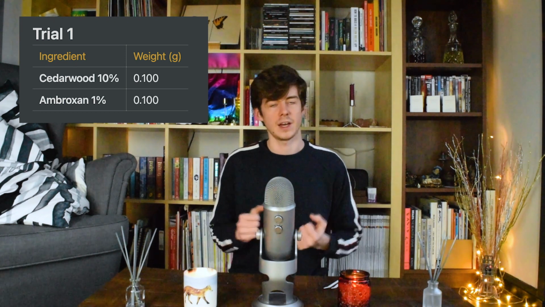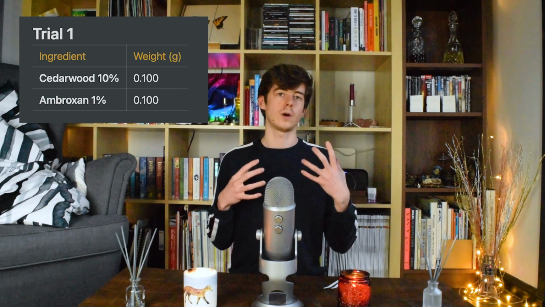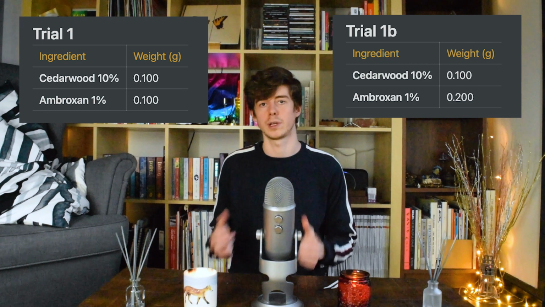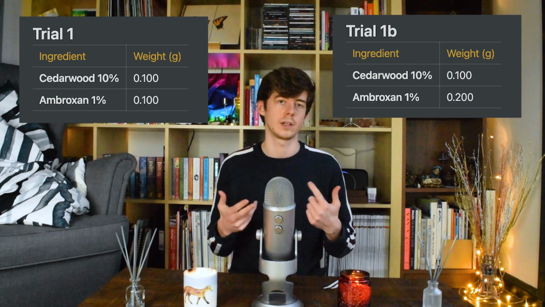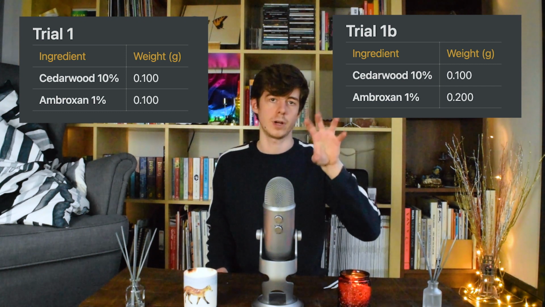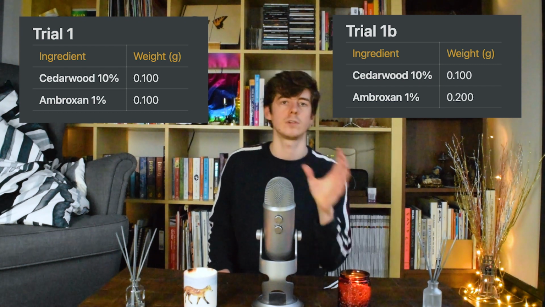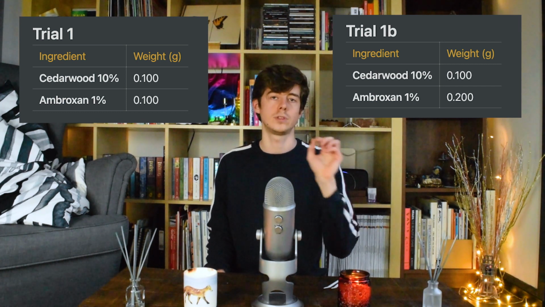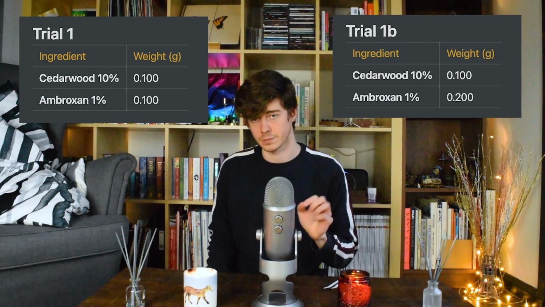Now, let's say that the ambroxan didn't quite feel strong enough now. So if it was just a slight effect, say I thought the ambroxan just needed to be boosted just a little bit compared to the cedarwood, what I could then do is make another trial blend. So I could call it trial 1A or 1B, or I could call it trial 2, depending on how I want to name things. This time I would put 0.1 grams of the cedarwood at 10%, but then I would increase the ambroxan by, say, double. So this time I would use 0.2 grams of ambroxan at 1%.